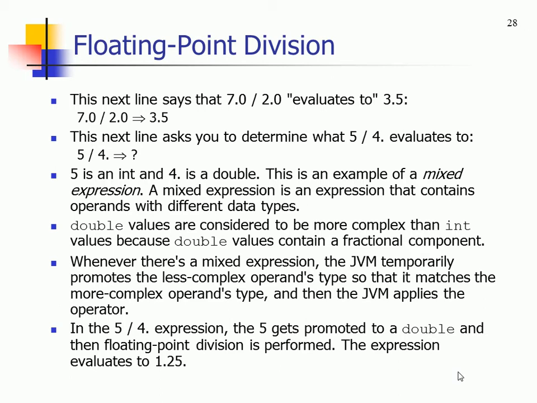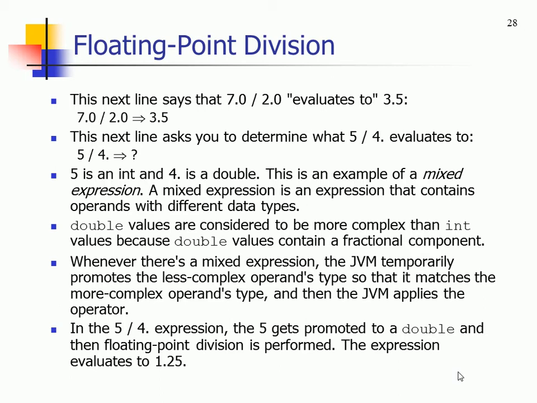Okay, hold on. It always goes to the largest one. You see how 5 is an integer and 4.0 is a floating point? So it's different. It's a mixed expression. Double is bigger. Java temporarily promotes the less complex type. So when you have a mixed variety, an integer and a double, it converts the integer to a double and then performs regular division, okay?